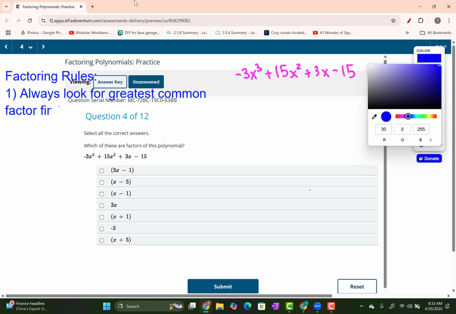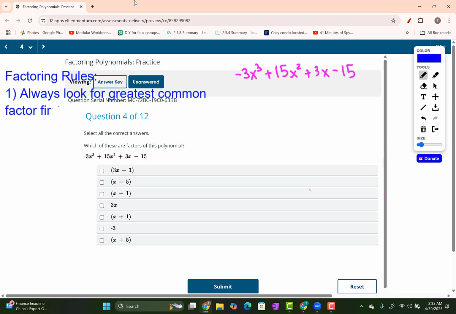I recognize that 3 divides into all 4 of these terms evenly, and specifically it needs to be a negative 3 because the lead coefficient is negative. So anytime the lead coefficient is negative, we're going to factor out a negative term. So we factor out the negative 3, and again, when we say factor out, it means we're dividing.